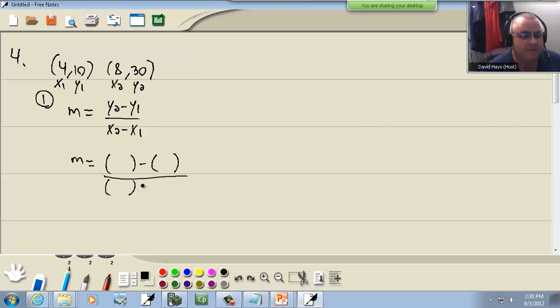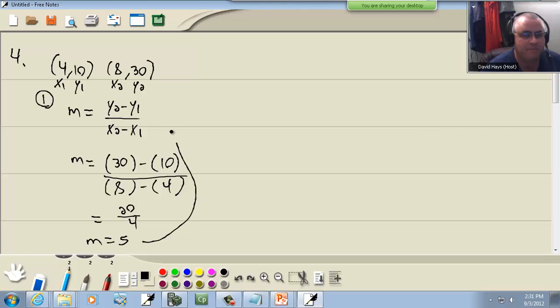Well, we'll plug in our values. Let's see, y2 was 30, y1 is 10, x2 is 8, and x1 is 4. 30 minus 10 is 20. 8 minus 4 is 4. So that gives us m is equal to 5.